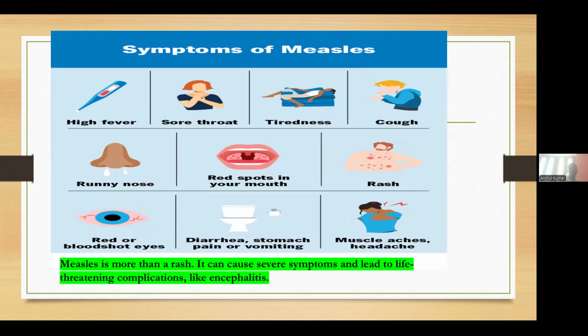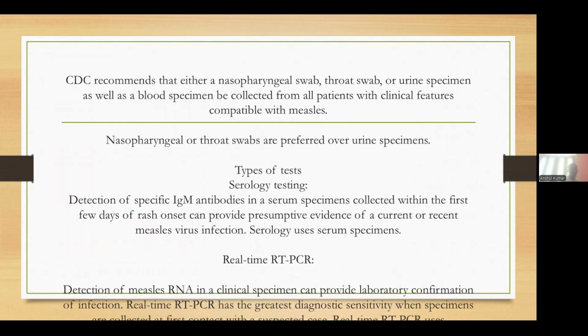See, some of the other symptoms include high fever, sore throat, tiredness, cough, runny nose, red spots in the mouth, rashes, red or bloodshot eyes, diarrhea, stomach pain or vomiting, muscle aches, and headache. So measles is more than a rash. It can cause severe symptoms and lead to life-threatening complications like encephalitis.